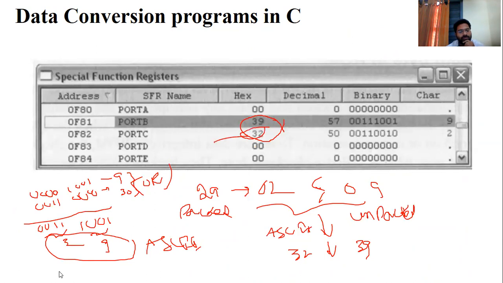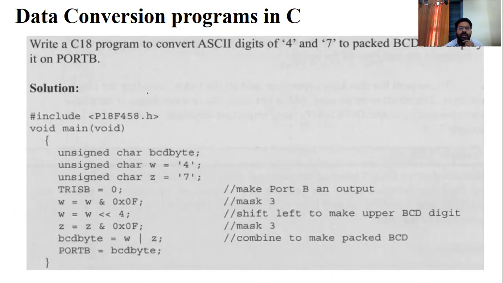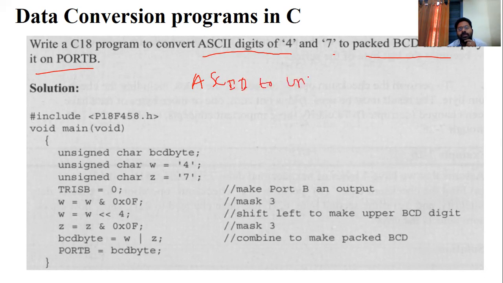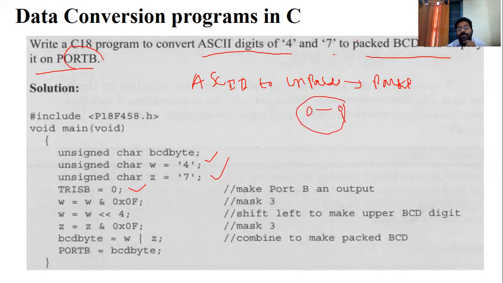Similarly, you can perform the next one also, a quite different operation. Convert ASCII digits 4 and 7 to unpacked BCD and display in port B. You can convert the ASCII digits of 4 and 7 to packed BCD. Again the same in opposite: ASCII to unpacked, then to packed. So it is quite the opposite operation. Display in port B, so you make port B the output port. For an unsigned character, you can take 4 and 7. They give 4 and 7 in the question, but otherwise you can take any of the values from 0 to 9. For BCD operations, remember, in ASCII there are more numbers, and symbols are also there.